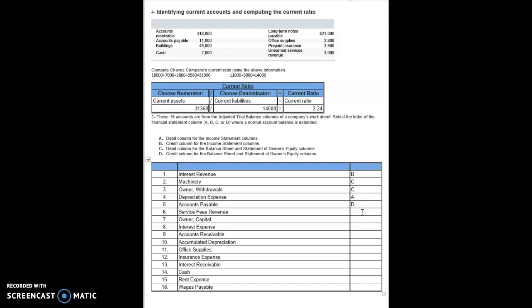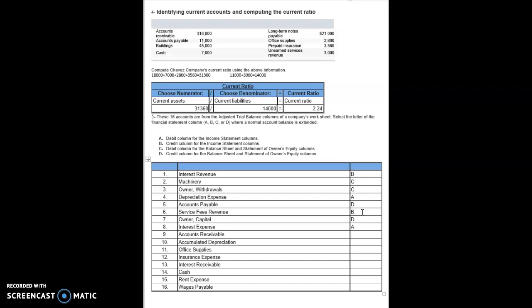Next, we have service revenue fees. So service fees or service fee revenue. So revenue is going to be on the income statement because revenue minus expenses gives us net income. So on the income statement, and revenue has a credit balance, so that's going to be column B. If we look at owner capital, it is on the balance sheet. It has a credit balance, so it's going to be column D. Interest expense. Interest expense is on our income statement because revenue and expenses fall on the income statement. Expenses always have a debit balance unless you're fixing an error, which we're not doing yet. So we're going to find that in column A.